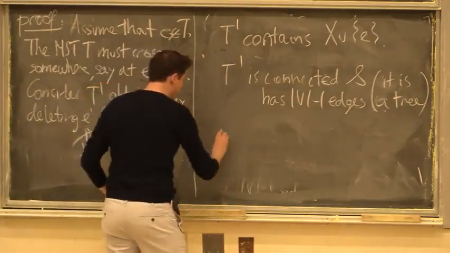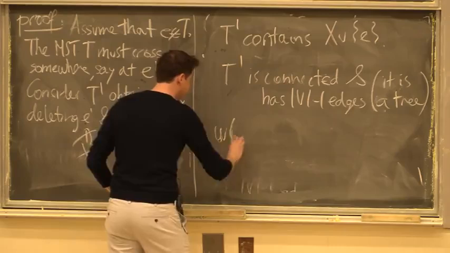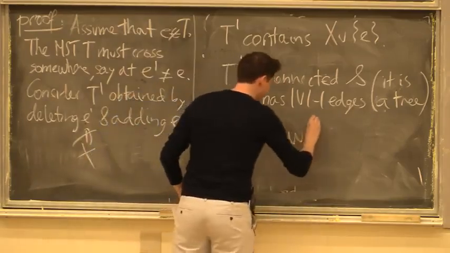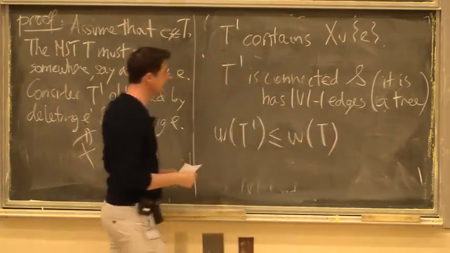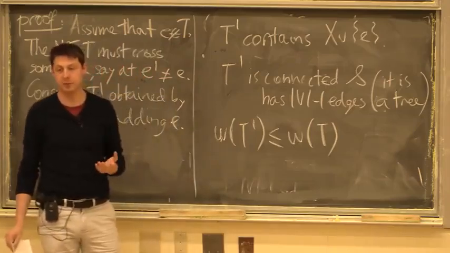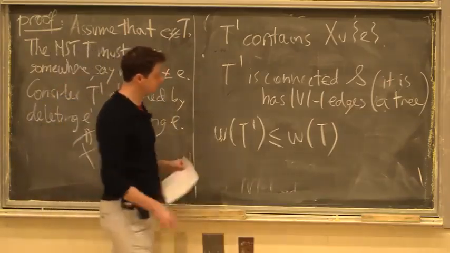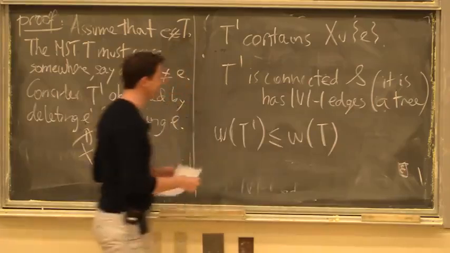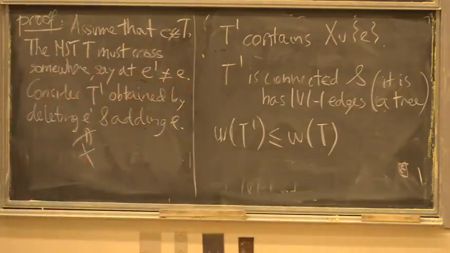And by a similar argument as before, the weight of T prime is at most the weight of T, simply because the weight of E is at most the weight of E prime. Okay? So this says that that concludes the proof. Okay? Is it clear?